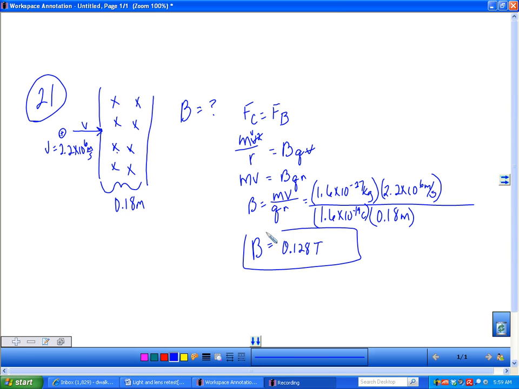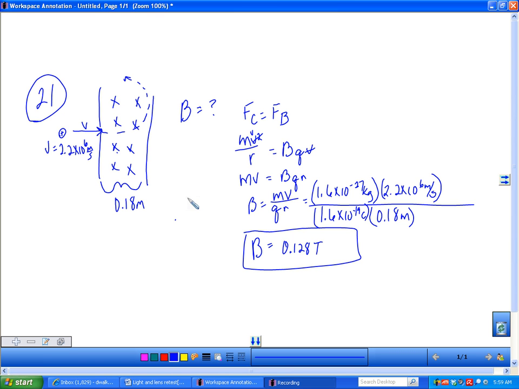Now, while we're here, let's take our right hand and figure out what the motion is going to be. I want my palm to be the force, I want my thumb to be the velocity, and I want my extended fingers to be the field. So if I did my right hand right, it's going to get shoved up something like that. So that's what's going on with number 21.